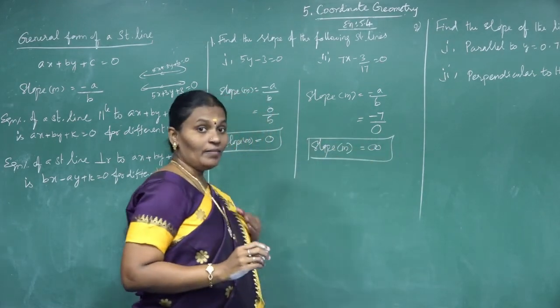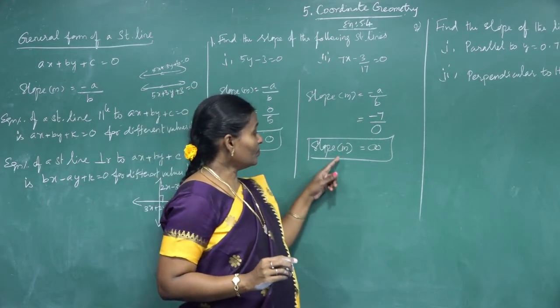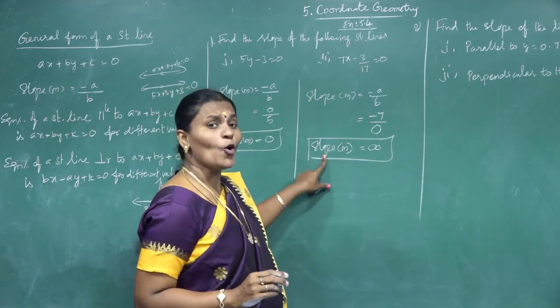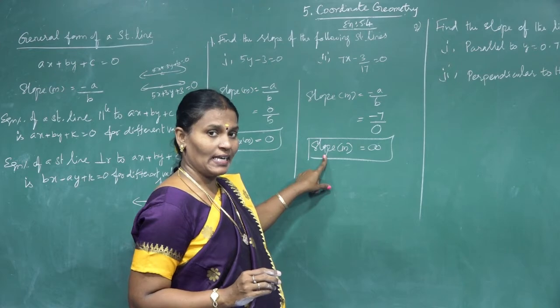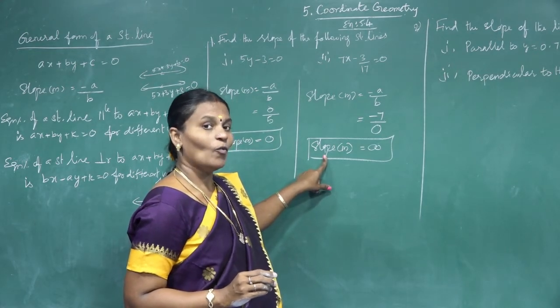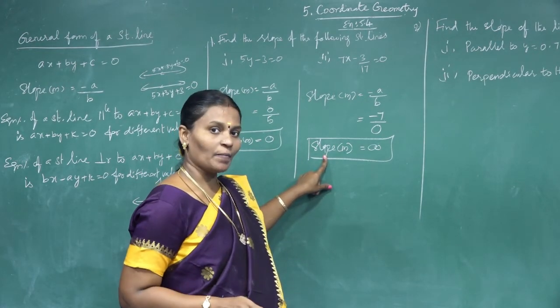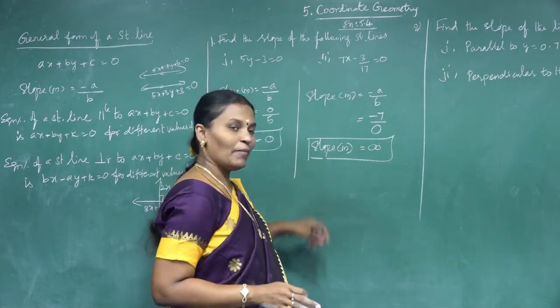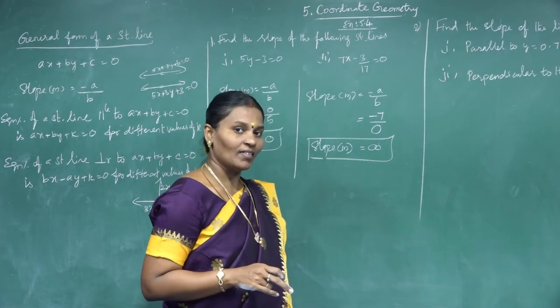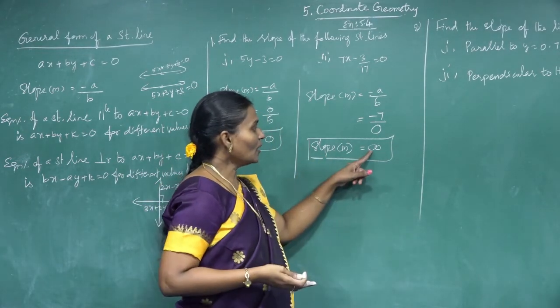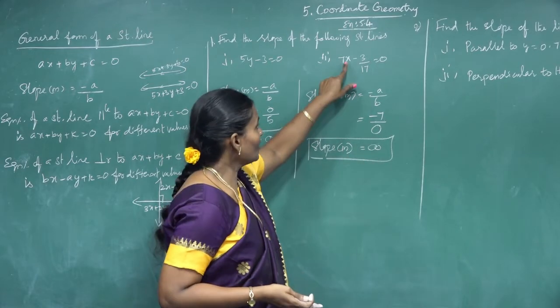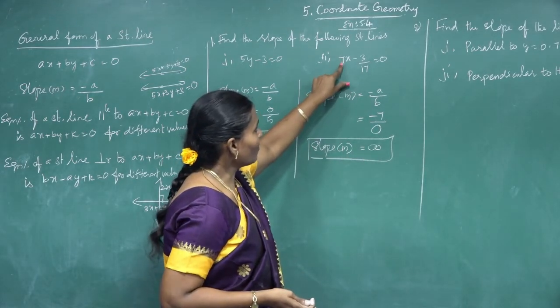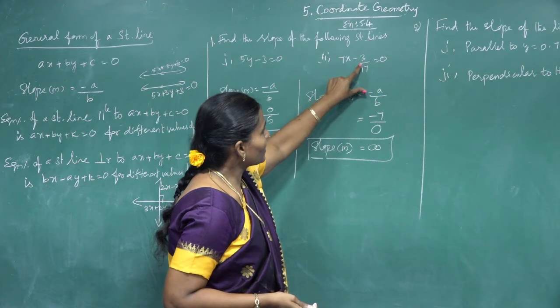You already know the slope of the y-axis is infinite, isn't it? Why? Because it is perpendicular, so it makes an angle of 90 degrees, so that slope is infinite. See this equation here, 7x minus 3 by 17.